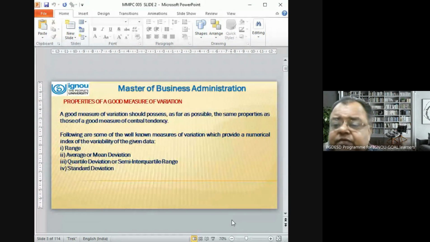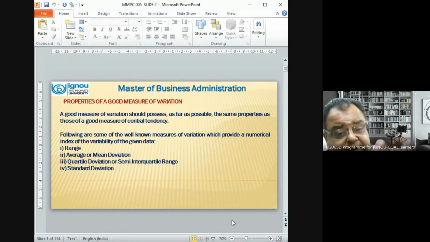What are the properties of a good measure of variation? A good measure of variation should possess, as far as possible, the same properties as those of a good measure of central tendency. Following are some of the well-known measures of variation which provide a numerical index of the variability of the given data. The first one is range. Second one, average deviation. Third one is quartile deviation or semi-interquartile range. Fourth one is standard deviation.